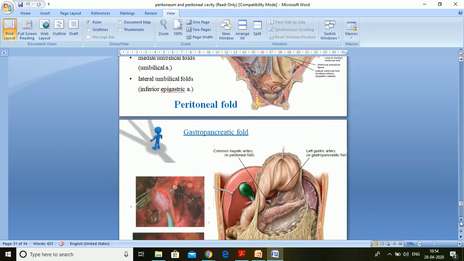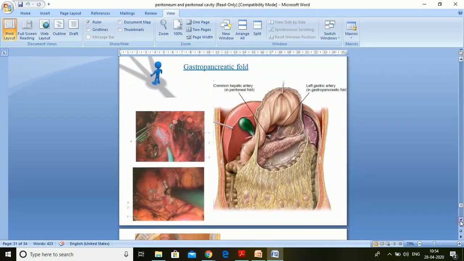The gastropancreatic fold. The gastropancreatic fold is a fold between the stomach and the pancreas. So when we reflect the stomach, we can see the pancreas, but it is connected by means of a ligament called the gastropancreatic fold, which connects the stomach with the pancreas. The spleen is located posteriorly. So the stomach is connected with the spleen as well as with the pancreas. If it connects with the spleen, it's called gastrosplenic. If it connects with the pancreas, it's called the gastropancreatic fold.